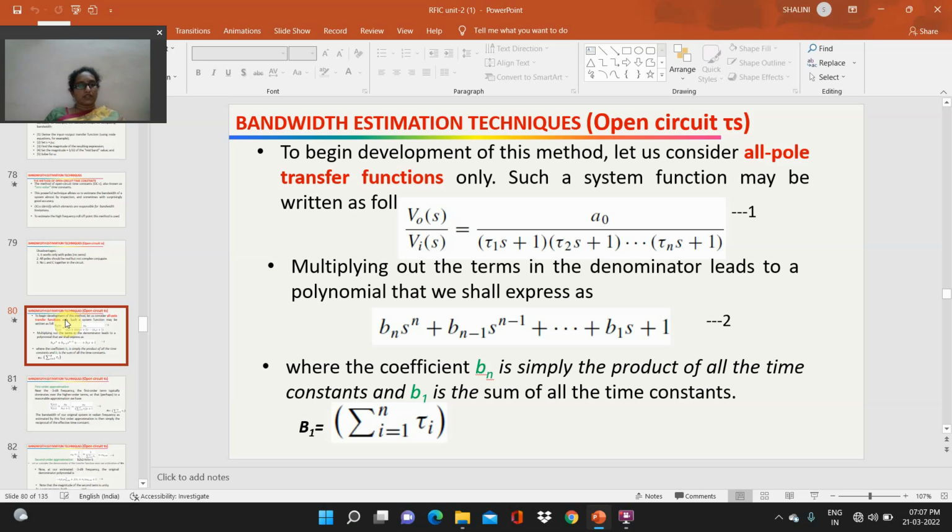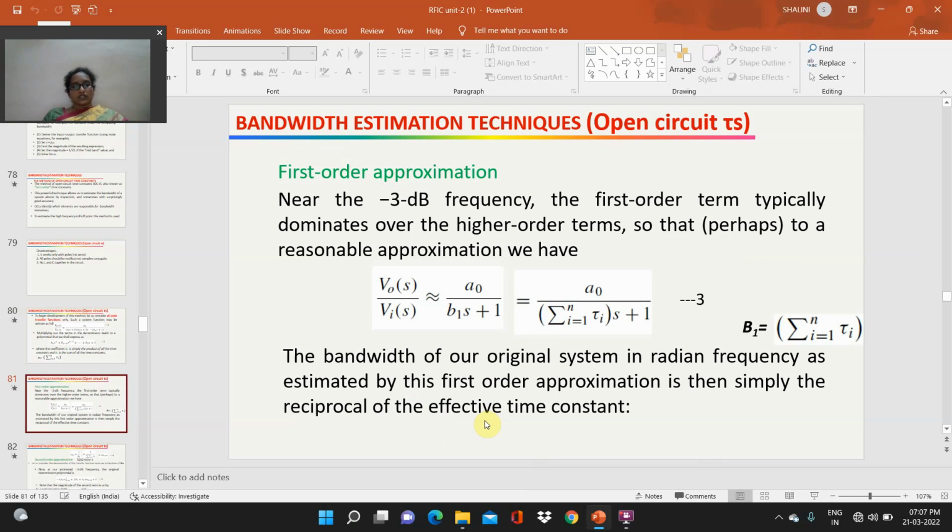This gives equation number 2, where the coefficient bn is simply the product of all the time constants, and b1 is the sum of all the time constants. That is, b1 is equal to the sum from i equal to 1 to n of tau i.